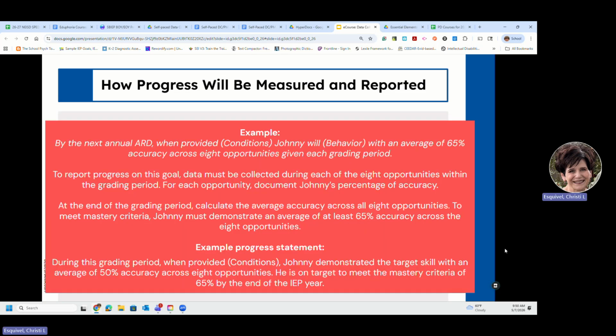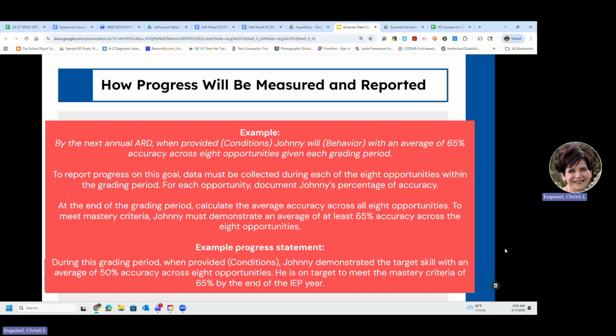By the next annual ARD, when provided conditions, Johnny will targeted behavior with an average of 65% accuracy across 8 opportunities given each grading period. To report progress on this goal, data must be collected during each of the 8 opportunities within the grading period. For example, document Johnny's percentage of accuracy. At the end of the grading period, calculate the average accuracy across all 8 opportunities. To meet mastery criteria, Johnny must demonstrate an average of at least 65% across the 8 opportunities.